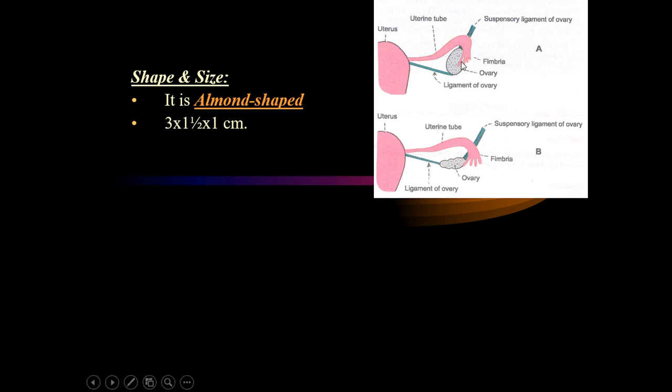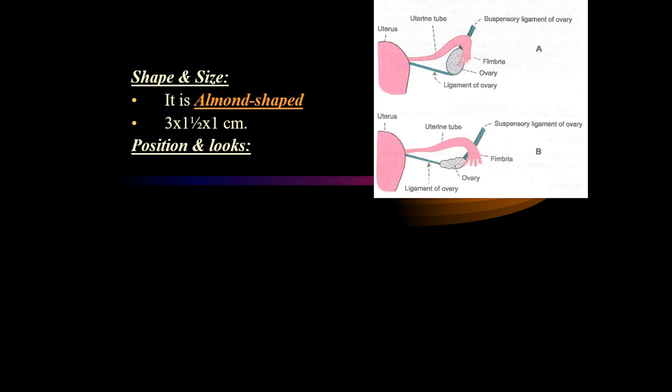So if you see here, this is the ovary. Almost 3 centimeters in length. Just half of that will be the breadth, so almost 1.5 centimeters, and the thickness is half of the breadth, that is almost 0.75 centimeters to 1 centimeter. So this is the total length, breadth, and thickness of the ovary: 3 centimeters in length by 1.5 centimeters in breadth by 0.75 to 1 centimeter in thickness.